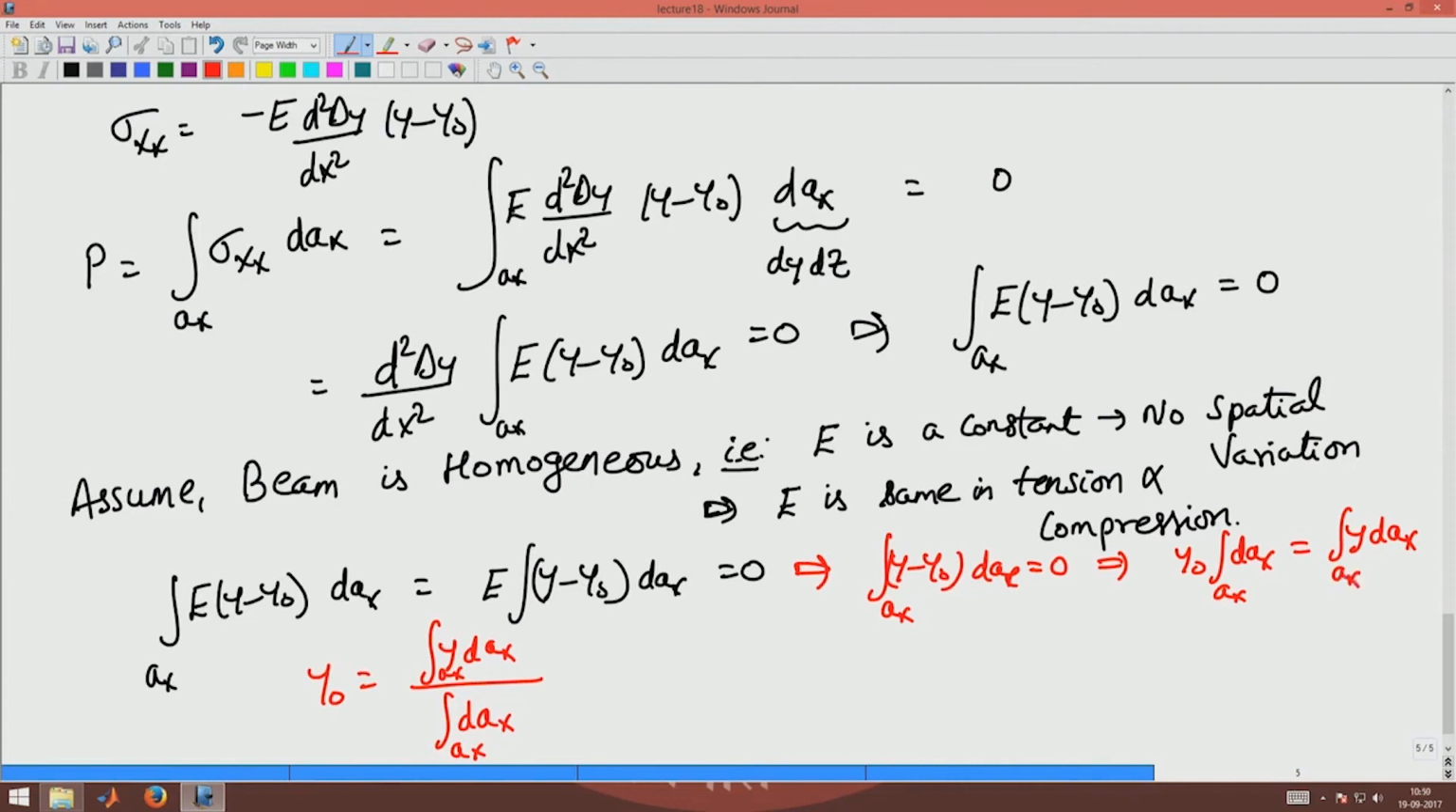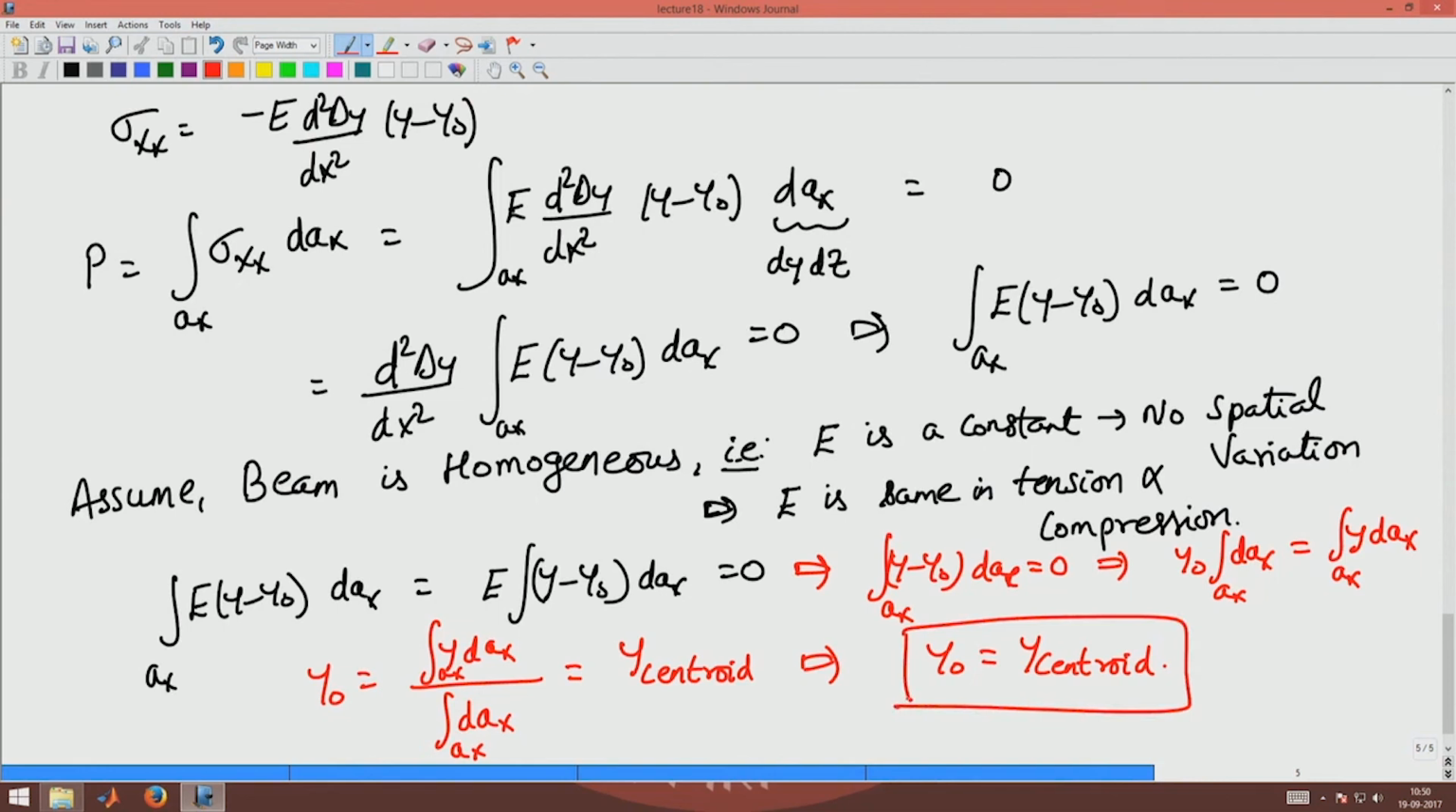Okay. What is this? Integral y dAx divided by integral dAx is nothing but the y component of the centroid of the cross section. So, basically this implies y naught is equal to y centroid of the cross section. Now, we have found the expression for y naught. Next, let us go ahead and find d square delta y by dx square.